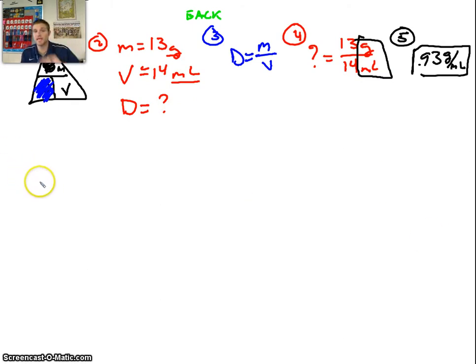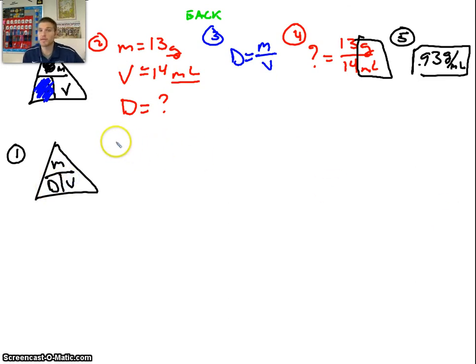All right, the second example we're going to look at is what happens when I have to solve for volume. So now, once again, same order. I use my triangle. I know mass is on top, density and volume. Then nextly, I write down what do I know. So let's say in this case, my mass is 45 grams and my volume is a question mark. My density equals 0.3 grams per cubic centimeter.